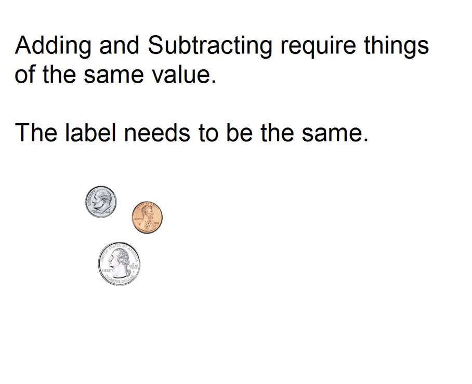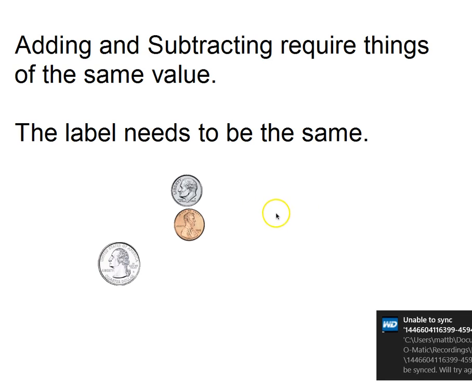Okay, first, when we talk about adding and subtracting, we need things to be of the same value, which really means that the label needs to be the same. So when we're talking about this, you can add a dime and a penny together pretty easily, right? I can put these together, but if I ask you how much this is worth, you're probably going to tell me that it's worth 11 cents.